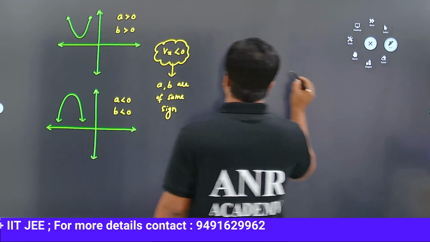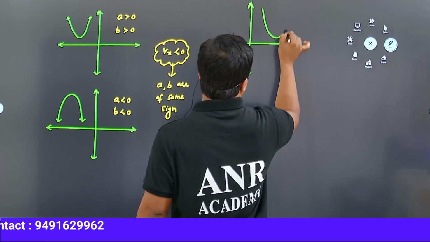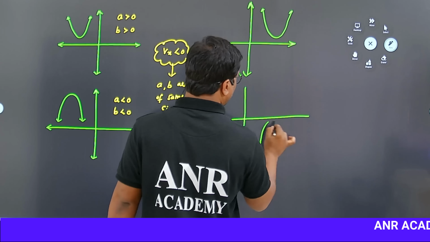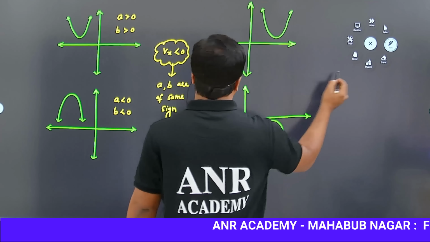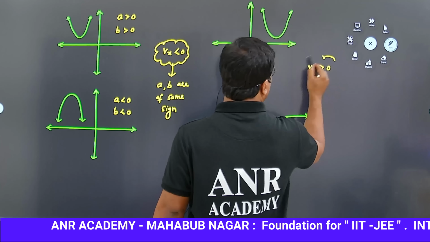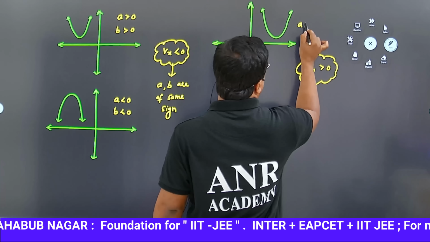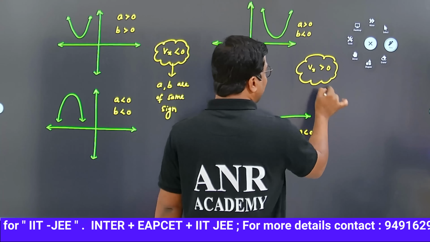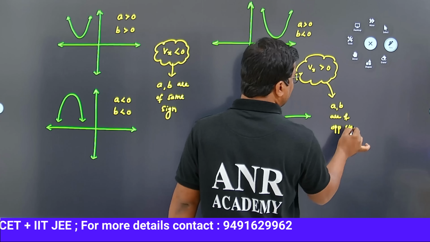Next, suppose that the graph is of U shape, but the vertex whose x coordinate is positive. Suppose reverse of U shape, vertex whose x coordinate positive. In this case, when Vx is positive, A comma B are of opposite sign, remember. Here A positive, B negative. Here A negative, B positive. When Vx is more than 0, A comma B are of opposite sign. That you have to remember.